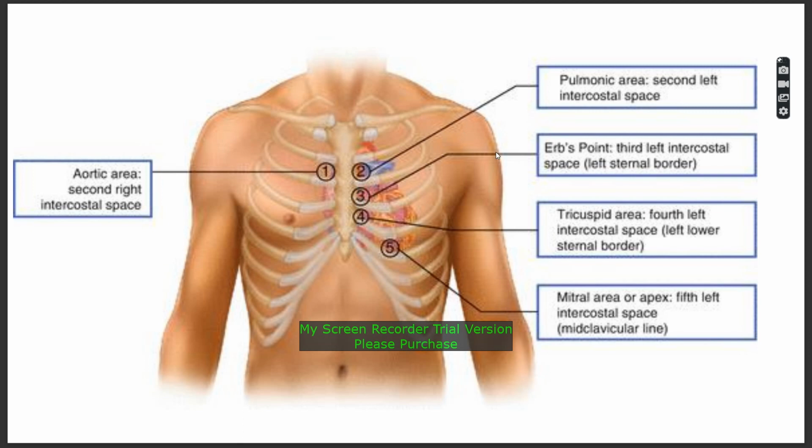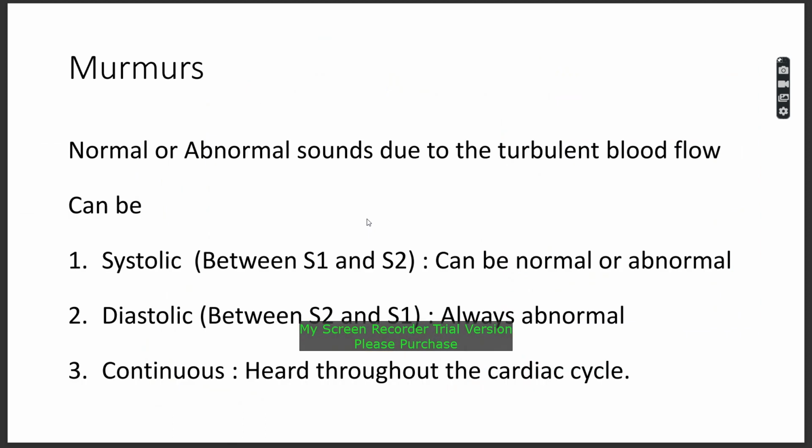The third one is Erb's point, third left intercostal space, also at the left sternal border. Tricuspid area, fourth left intercostal space, left lower sternal border. Fifth, mitral area or apex, fifth left intercostal space, mid-clavicular line. So the murmurs are abnormal or normal sounds due to turbulent flow.